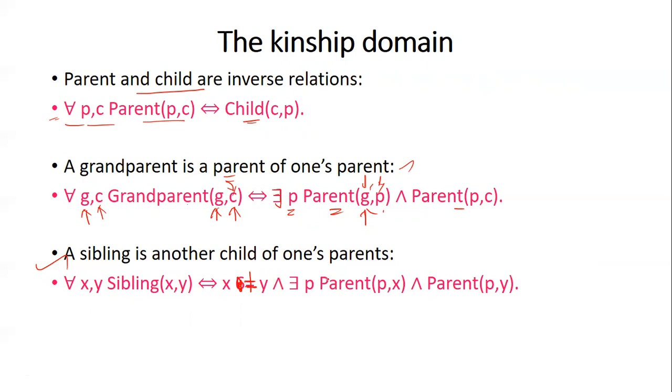there exists a P such that P is the parent of X and also P is the parent of Y. Because the statement says, sibling is another child of one's parent. So for all X, Y, sibling of X comma Y is bidirectionally equivalent to saying that X is not equal to Y, and there exists P such that P is the parent of X and P is also the parent of Y.